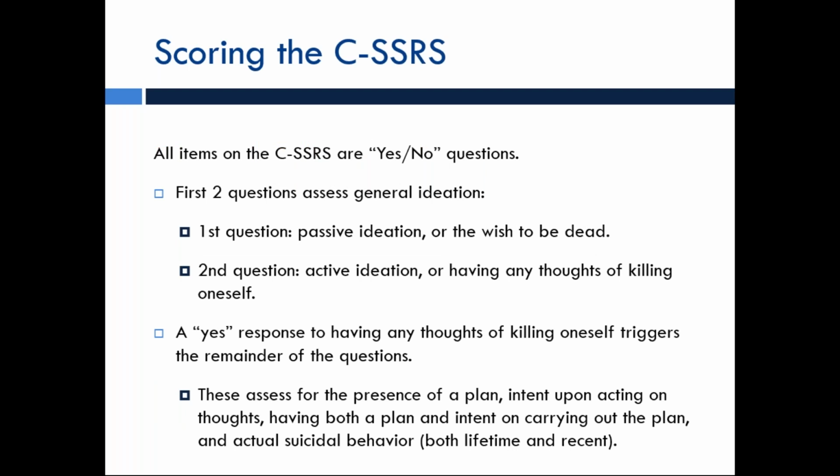The first two questions assess general ideation. Again, the first question is passive ideation, or the wish to be dead. And the second question is active ideation, or having any thoughts of killing oneself. A yes response to any thoughts of killing oneself triggers the remainder of the questions. The remainder of the questions get much more specific and really identify how high the risk level actually is.